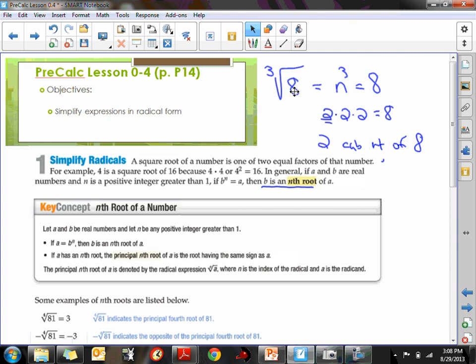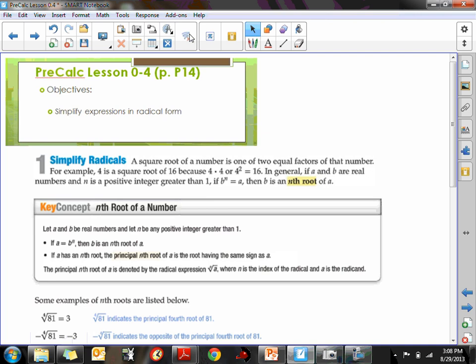Okay, so now let's take a look at their key concept, the nth root of a number. So a and b are real numbers. We've talked about what real numbers are, and let n be any positive integer greater than 1. So our index, n, is what they're talking about. Our index is going to be a positive integer greater than 1. Can't be fractions, can't be decimals, things like that.